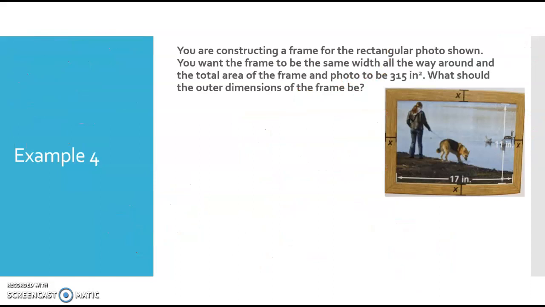All right, last one. We're constructing a frame, rectangular photo shown. You want the frame to be the same width all the way around. So that's these x values because we don't know that width. Total area of the frame. So I know area equals 315. I also know that area is length times width. We want the frame to be the same width all the way around and total area of the frame to be 315 inches squared. What should the outer dimensions, so what are my x values, of the frame be?